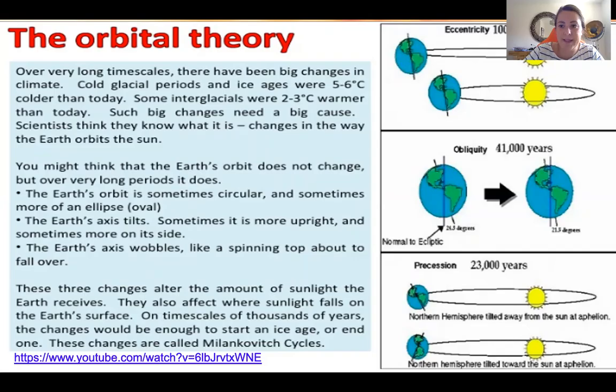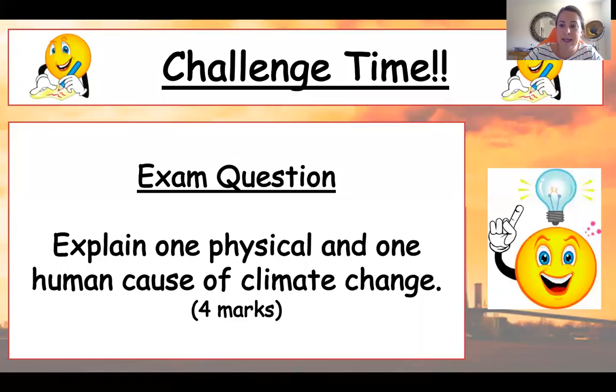So that is the basic of what you need to have done. And then for those of us who want a bit more of a challenge, we've got challenge time, just quite a straightforward exam question. So explain 1 physical and 1 human cause of climate change. So you've got to pick one of the 3 from either human or physical and explain it. So it'd be point explain, 4 marks. Okay. If you have a go at that, you can take a picture of your exam question and upload that onto Show My Homework as well.